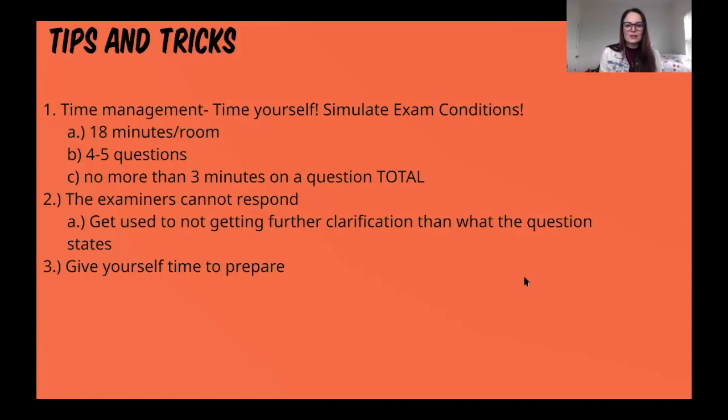And get used to the fact that you're not going to get any further clarification if you don't understand the question, which shouldn't be an issue because you've practiced the domain question so much, but there will be no chance for clarification. And lastly, and maybe most important, give yourself time to prepare.